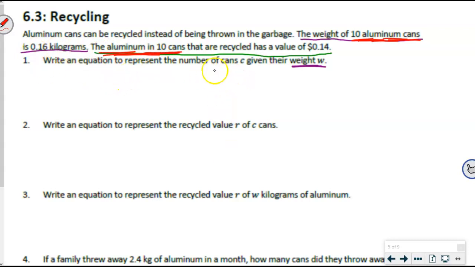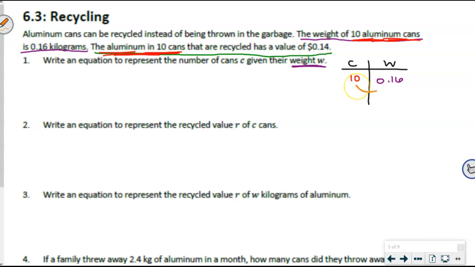Write an equation that represents the number of cans given their weight. Whenever I'm stuck on this, I make a little mini table. I'm comparing the cans to the weight. So here's the number of cans, and here is their weight. 10 aluminum cans has a weight of 0.16 kilograms. Now that I've got a little table, hopefully that helps me out a little bit.